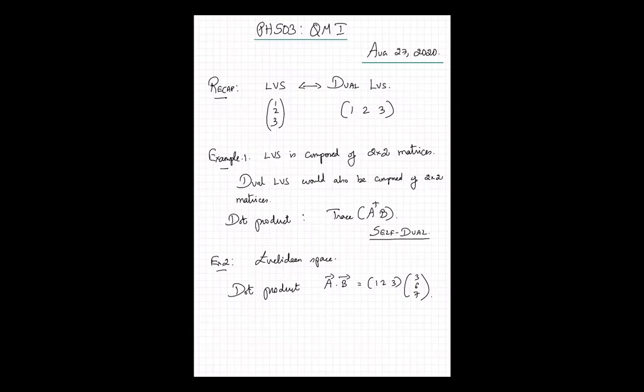Obviously, the Euclidean space is not self-dual because column vectors and row vectors are two different kinds of objects.